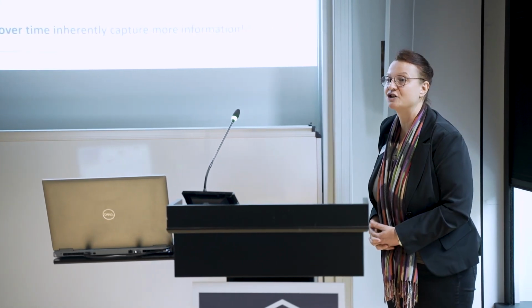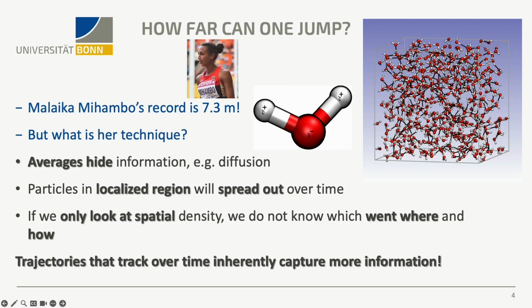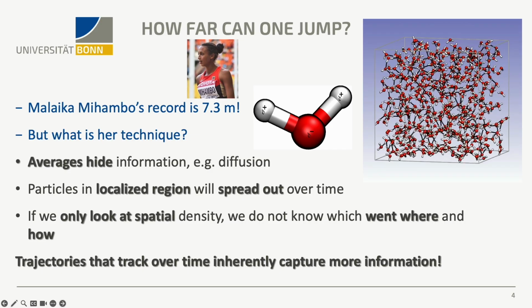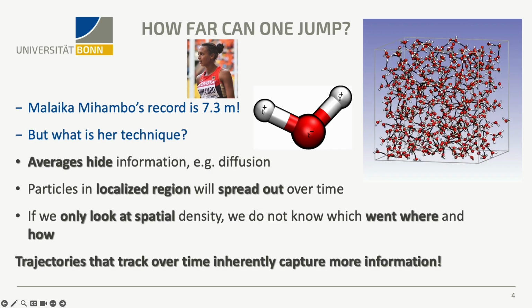Imagine how far you can jump. So if you look at Malaika Mihambo, her record is 7.3 meters. Unfortunately, she is injured at the moment, but it's an enormous number. Now, if we look at this number, it's great and it's huge, but we don't know anything about her technique. So if we want to learn from her how to jump, we need more information. And in order to illustrate this, I show you this movie. So averages hide this kind of information.